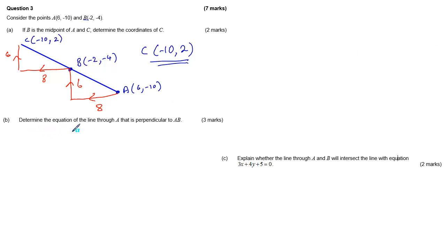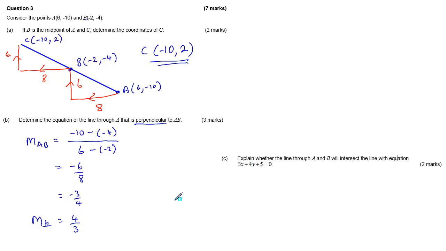We now want to determine the equation of the line through A that is perpendicular to AB. So let's look at the gradient of AB. So we know that that's the difference in the y's over the difference in the x's. So if I start with negative 10, take away negative 4, I have to come back to this point for the x's, so 6 take away negative 2. So that gives me negative 6 over 8, which is negative 3/4. So the perpendicular will have a gradient of 4/3.